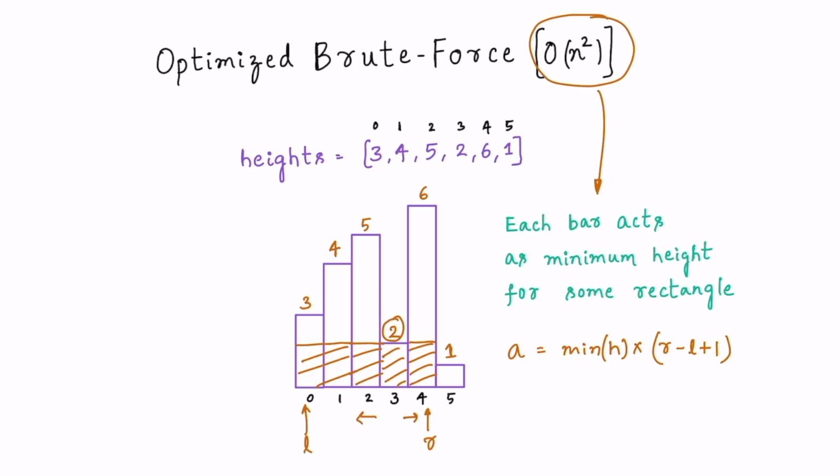So there are total n bars in the given input array, and for each bar, we extend to the left and to the right until we find a bar whose height is less. So that takes O(n) time. So the total runtime complexity of this optimized approach is O(n squared). Next, let's look at optimizing this further to make this a linear time algorithm.